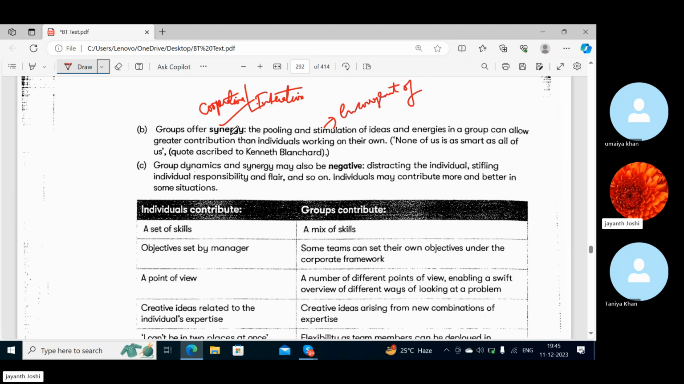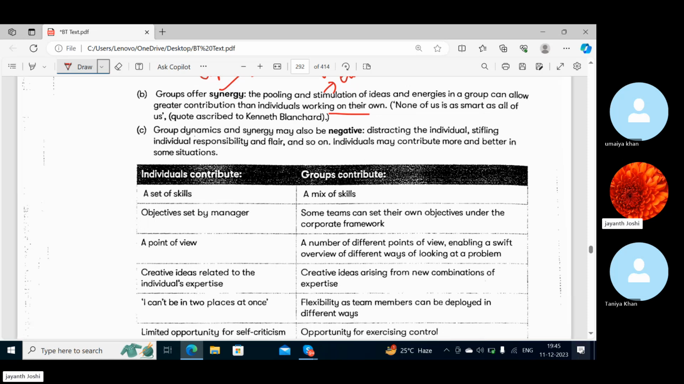So groups offer synergy, and the pooling and encouragement or motivation, or there can also be a word like quicken, expedite, enthusiasm, of ideas and energies in a group. Yes, good. It can allow greater contribution than individuals working on their own. Of course, they will sometimes be more enthusiastic if they work together than as an individual.